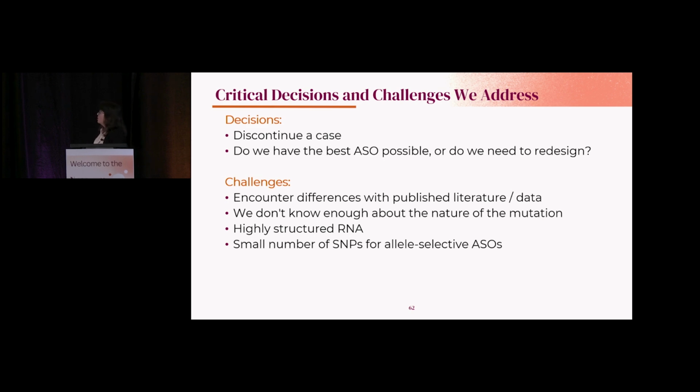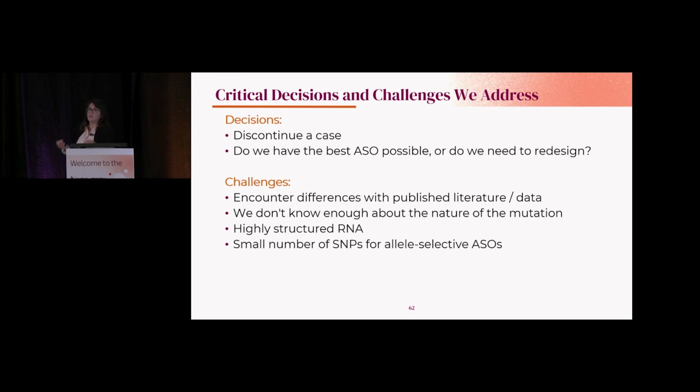So some of the challenges. We sometimes encounter differences with published data, and we really need to sort out what is the truth, let's say, because this is very crucial for our ASO design and discovery. We need the highest quality possible. Sometimes we don't know enough about the nature of mutation, so we actually do not know if the ASO and which kind of ASO is the best approach. Sometimes we encounter RNAs that are very highly structured. You can imagine the way the ASOs bind. You don't want an RNA that is very highly structured. This is going to impede how the ASOs bind. So we need to find other ways to make this work.